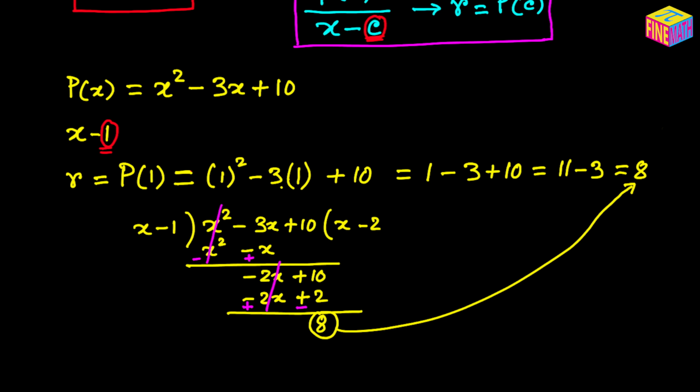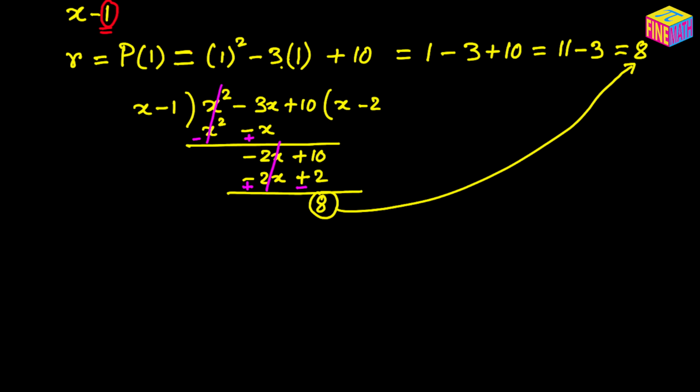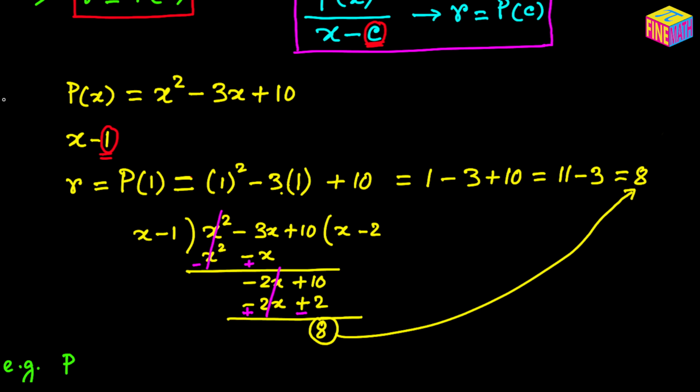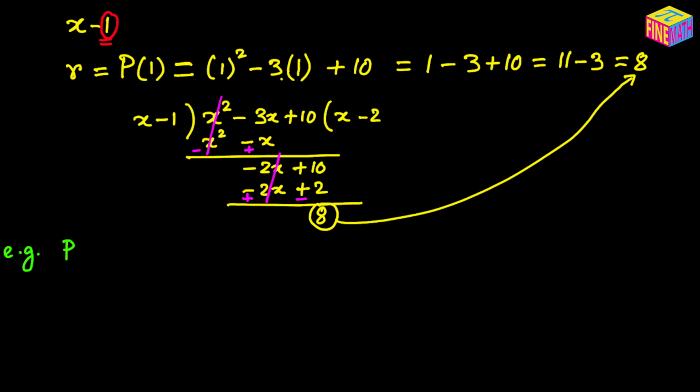Now let's take another example. We'll take another small example. Suppose this time our p of x is, so this is another example, and for the previous one I should have said this is an example, right? So this is an example. All right, so on the second example, let's say we have p of x equal to the same polynomial, x squared minus 3x plus 10. And this time we are going to divide that by, let's say, x plus 1.